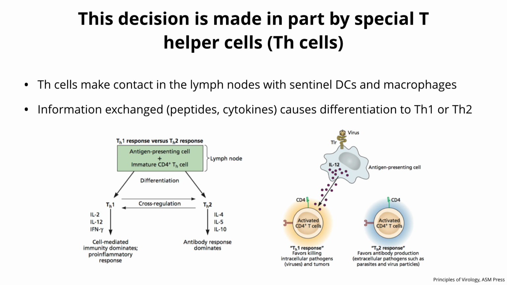There is also cross-regulation. For example, when the response biases towards a Th1 response, the cytokines that are made suppress the other response. So Th1 cytokines, which are needed for CTL maturation, will then suppress the Th2 response. So it will enhance Th1. And the opposite is true. If you make cytokines to enhance the Th2 response, they will suppress the Th1 response as well.